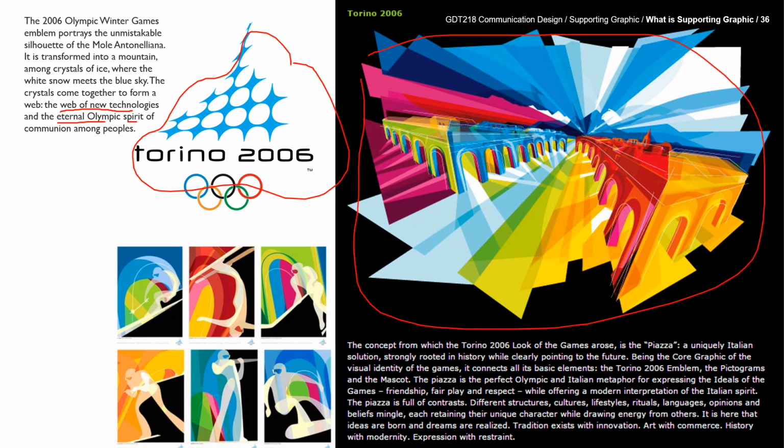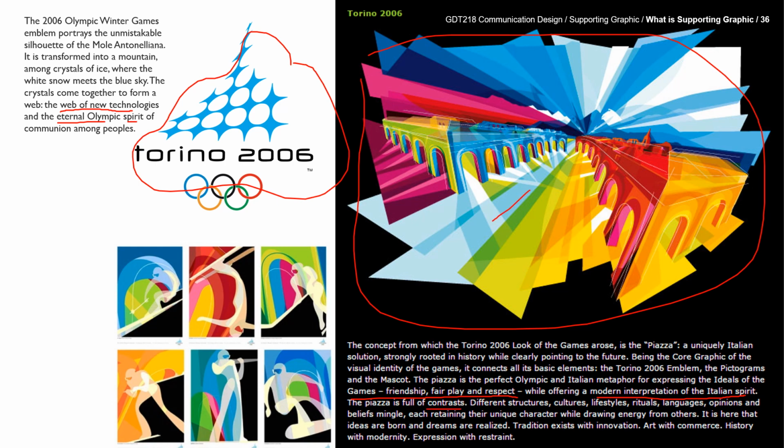Okay, the concept from which the Torino 2006 look of the games arose is the piazza, a uniquely Italian solution, strongly rooted in history while clearly pointing to the future. So, from the supporting graphic here, we can see the Italian metaphor for expressing the ideals of the games, friendship, fair play and respect, while offering a modern interpretation of the Italian spirit. The piazza is full of contrast.